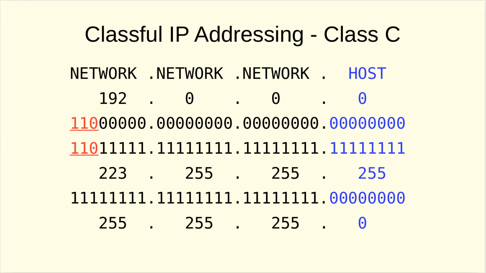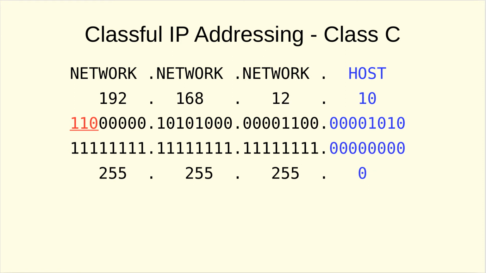All we've done is we've looked at the network octets, which are the first three, and set the bits to 1 in the first 3 octets, which generates the subnet mask 255.255.255.0. Okay, typical Class C address. The subnet mask can also be represented as a /24 because there are 24 bits in the subnet mask.